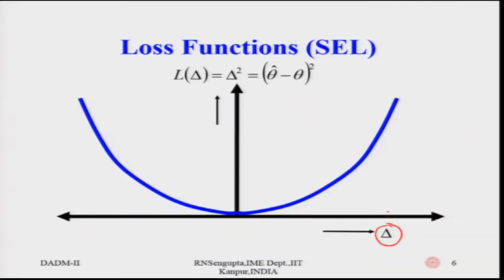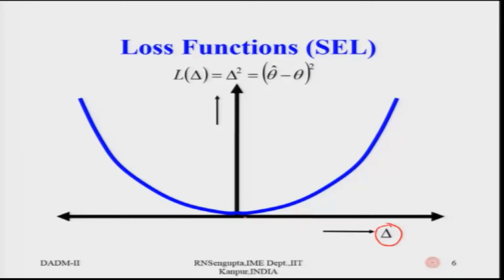In this case, I draw delta, which is the difference between theta hat and theta. Theta hat is Tn, the estimate of theta we are going to find out from the sample. The difference between theta hat and theta is plotted along the x axis, and the loss function is plotted along the y axis. In this case it is a quadratic loss function.